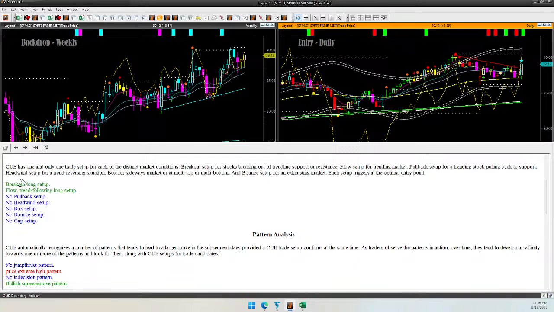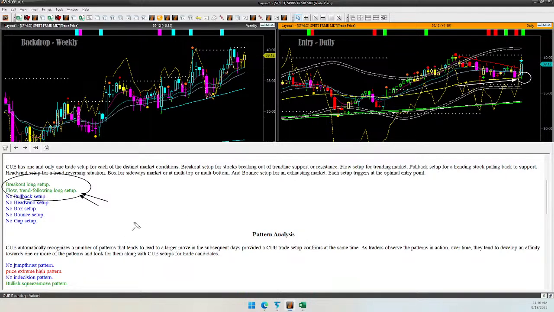It has not only a breakout setup, but in daily it has a trend following long setup, though the weekly is not bullish, so it is not entirely true. In daily it has met all the requirements for the flow trend following long setup, but the weekly does not meet it. So we only have a breakout setup here with bullish flow with support from yellow direction line, good enough reason to buy.